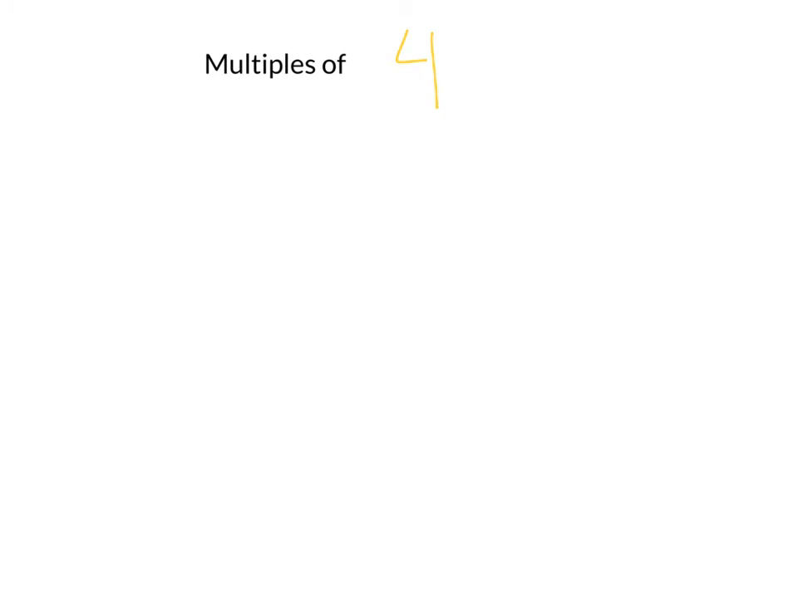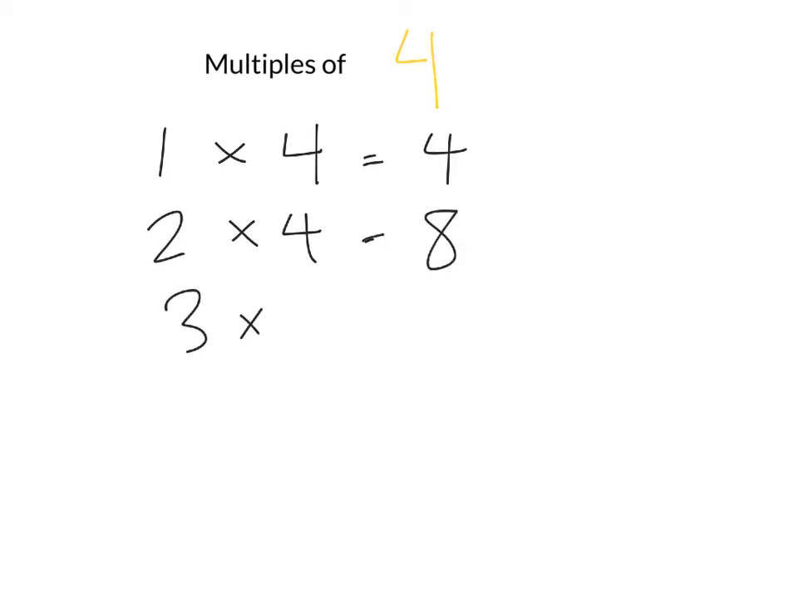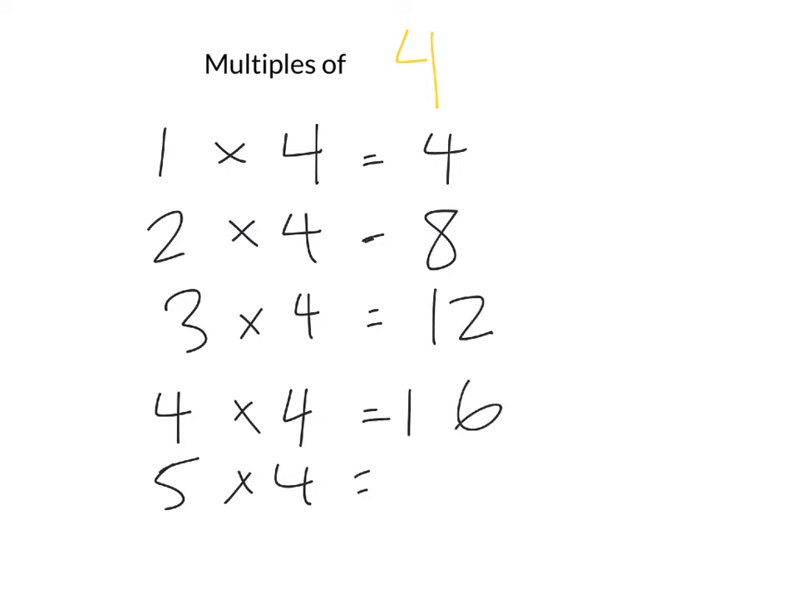The easiest way to start this is to start off with the number 1. So if we went 1 times 4, it is equal to 4. The next number would be 2 times 4 is equal to 8. 3, 4, 5. Let's just keep going. 3 times 4, 4 times 4, 5 times 4 is equal to what? 12, 16, and 20. And you can keep going on and on and on.